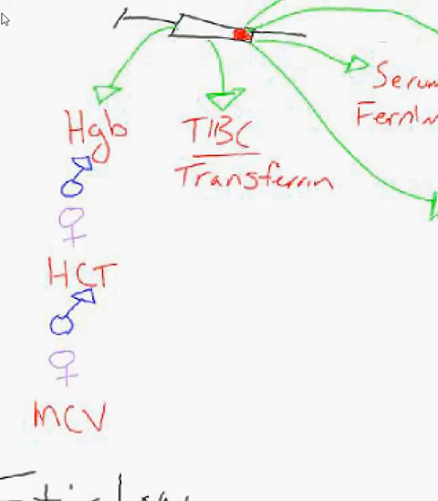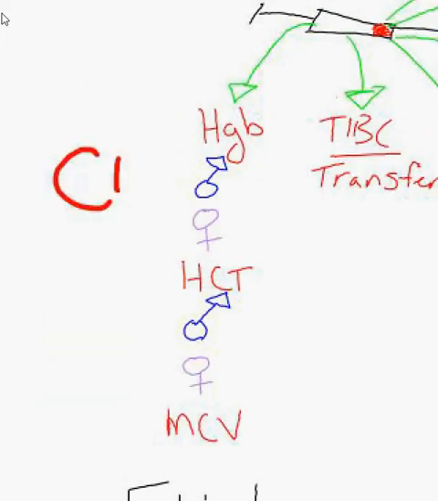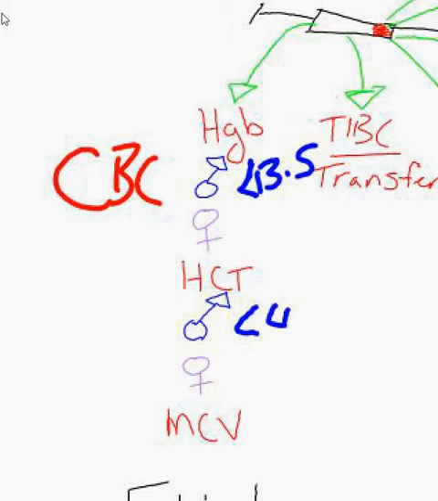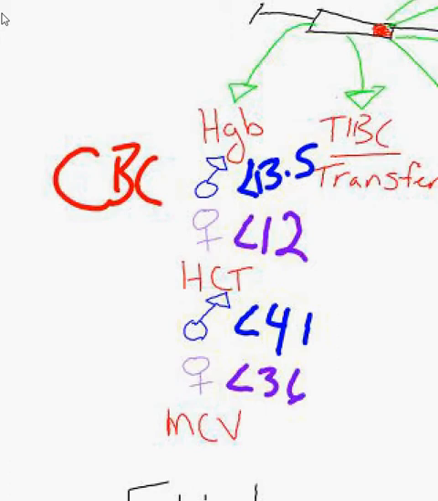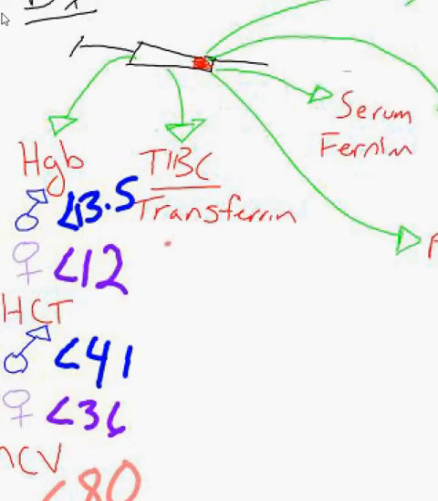And the first one is going to be a CBC to show us something is wrong in general. Hemoglobin, hematocrit, and MCV. Hemoglobin and hematocrit are different in males and females. In males, if there's an issue, hemoglobin less than 13.5, hematocrit less than 41. Females, hemoglobin less than 12, hematocrit less than 36. And in both groups, MCV, which is simply the size of the red blood cells, less than 80, showing that they're smaller.